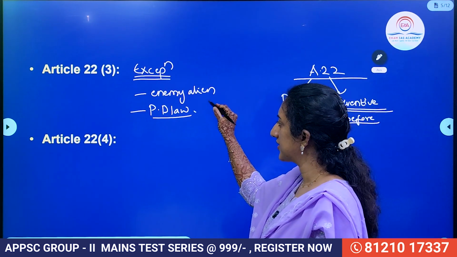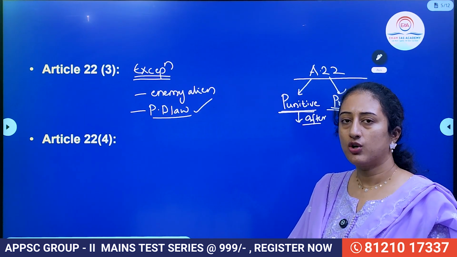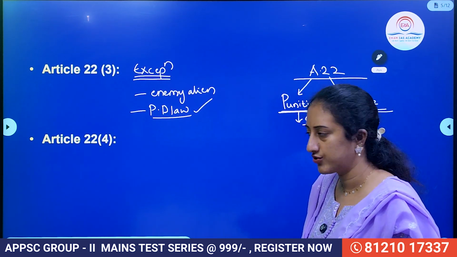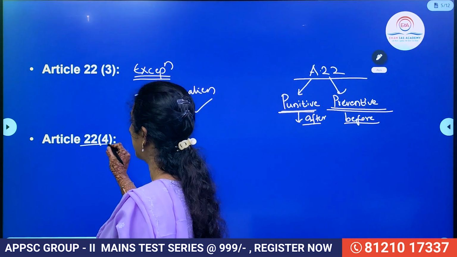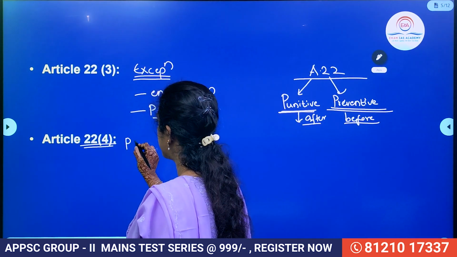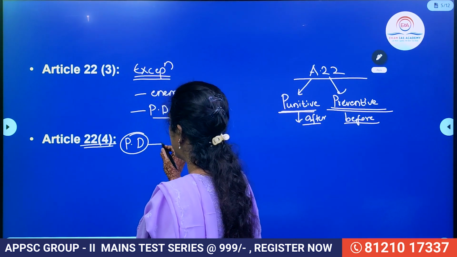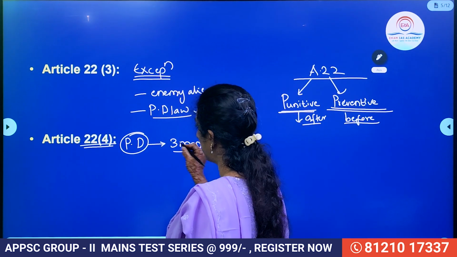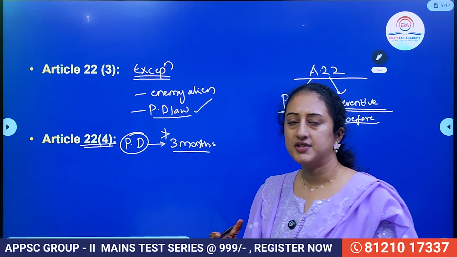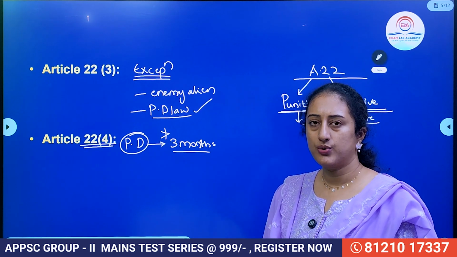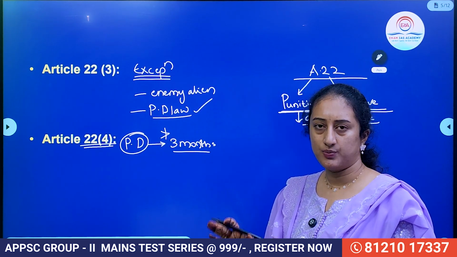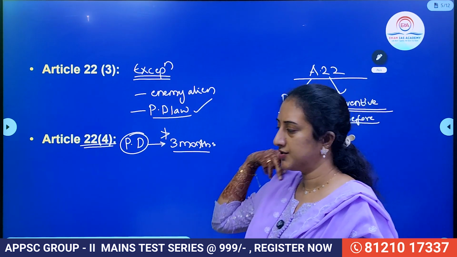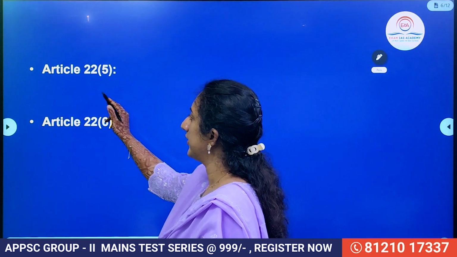That means any person who is arrested under preventive detention law cannot exercise the fundamental rights of Article 22 Clause 1 and 22 Clause 2. Right? Then Article 22 Clause 4 says a person who is detained under preventive detention cannot be detained for more than 3 months, unless the advisory board which is constituted further says that the person has to be detained; only then can he be detained for a period more than 3 months. Right?